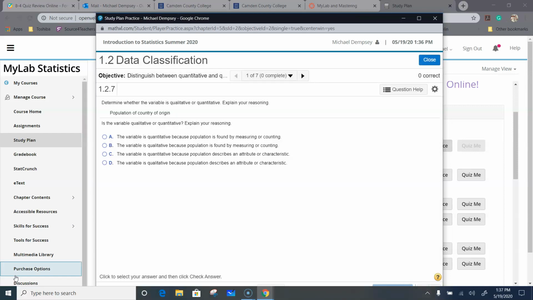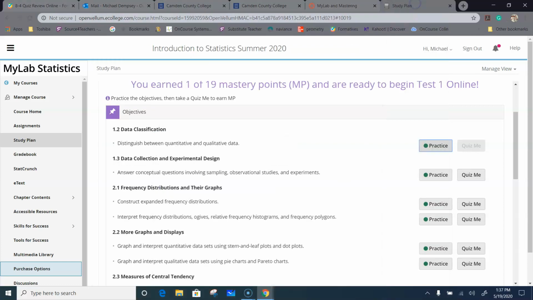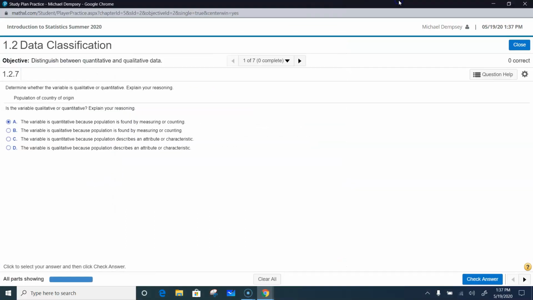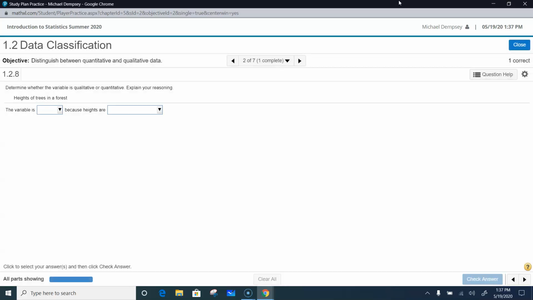It'll give you plenty of practice with these, and these will be similar to what you're going to find on your test, right? So is this a qualitative or quantitative? The population, so that's quantitative. It's measured by measuring or counting. And the thing I like about the practice questions is that you can check your answer. When you do the Quiz Me button, you won't be able to see whether your answer is right or wrong. Heights of tree, that of course is going to be quantitative because those are numerical measurements.